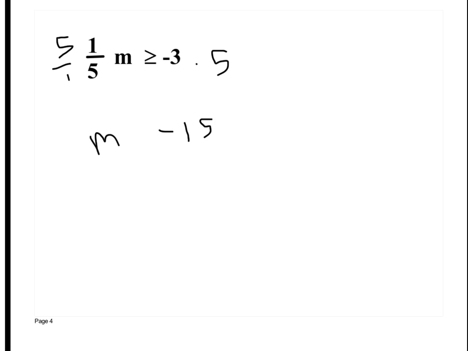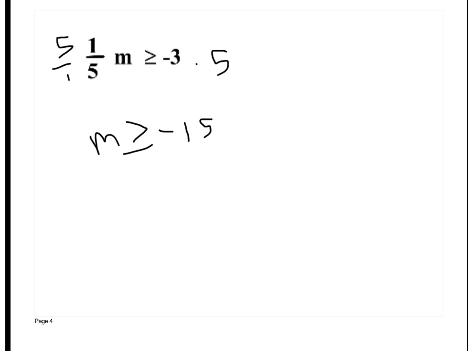Now the question is, do we change our sign? No, because am I timesing by a negative number? No. Think about what you're timesing both sides by. 5 is a positive number, so it does not change the sign. It's only if I multiply both sides by negative 5.